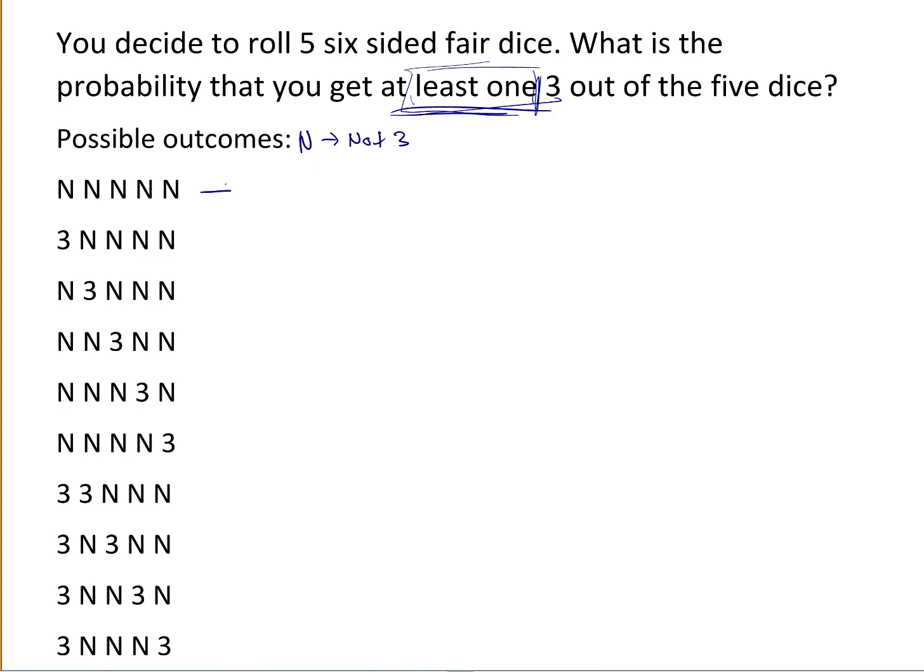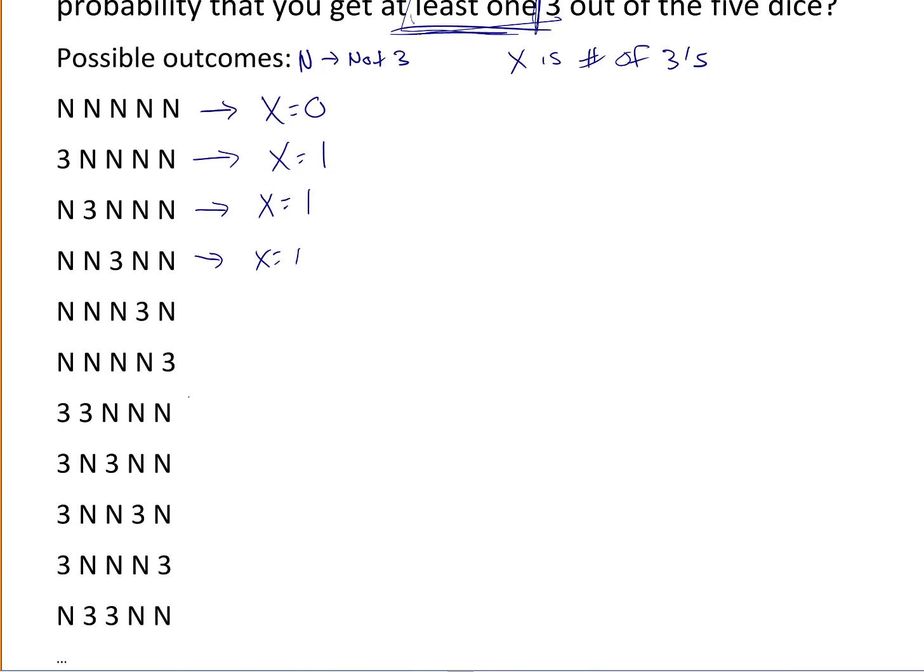If we say X is the number of 3s, this would be X equals 0. There are 0 3s. My next one, it looks like there's a 3 and then not 3, not 3, not 3, not 3. So X equals 1. My next option, not 3, then a 3, not 3, not 3, not 3. That would also be X equals 1. Or I can have this option for X equals 1. As we go down through this list, notice there are different ways to get X equals 1. But now I switch and I start getting 2 3s. So this would be X equals 2, and this next one would be X equals 2, etc.